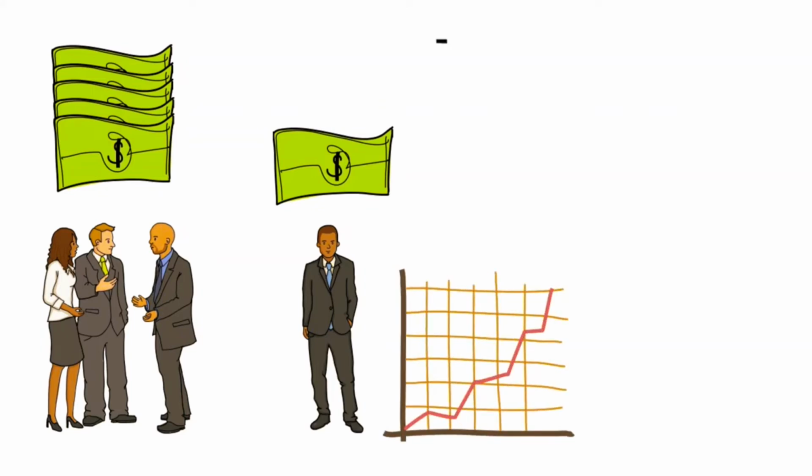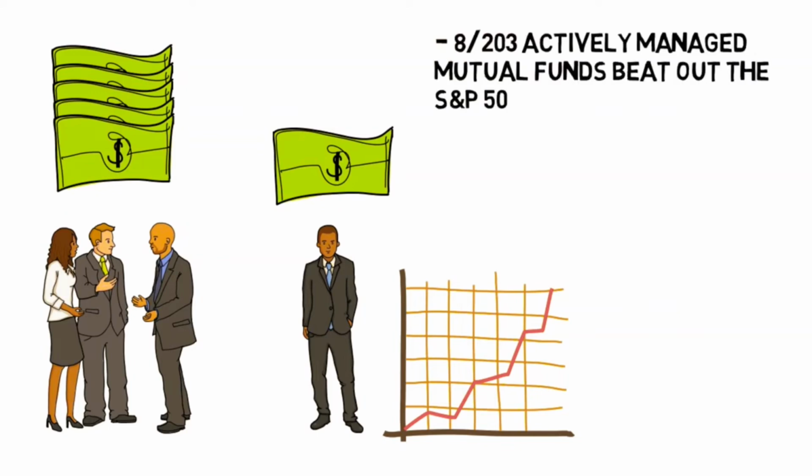A man by the name of Robert Arnott did a study comparing all 203 actively managed mutual funds with at least $100 million in assets in the United States to the S&P 500 index from 1984 through 1998. What he found was that only 8 of the 203 funds actually beat out the S&P 500. That's less than 4%. So not only are index funds significantly cheaper than actively run mutual funds, but they also provide a higher rate of return almost every time.